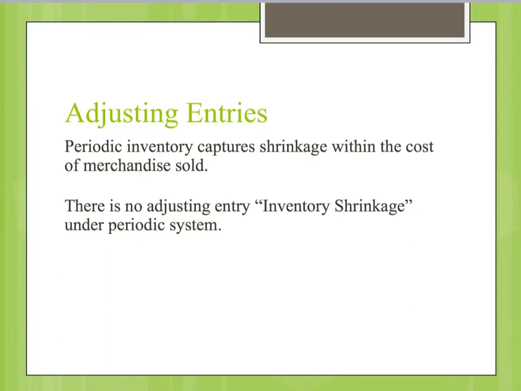Let's talk about adjusting entries. Under the periodic inventory system, since we calculate the cost of merchandise sold, cost of goods sold, at the end of the accounting cycle, we don't have to make any adjustments to it. It already takes into account any theft or loss due to miscounting or mishandling. It's already captured. Under the perpetual inventory system, however, because it's continually rolling and continually moving, when we do a physical count, we need to adjust it. And oftentimes we call this an inventory shrinkage adjustment.